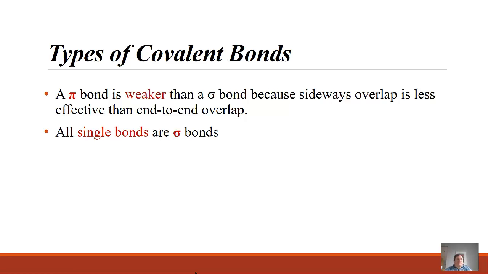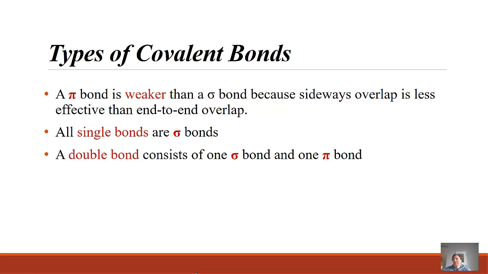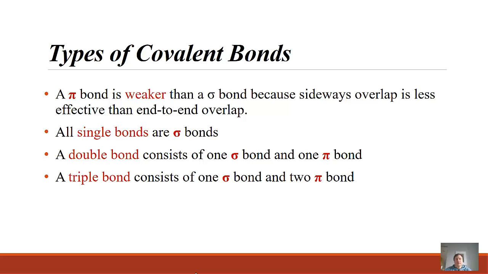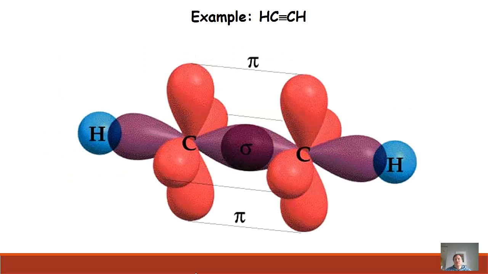And as I said earlier, all single bonds are considered to be sigma bonds. Double bonds and triple bonds are where the pi comes in. So a double bond is going to have one single bond or sigma bond along that axis, and then it's going to have one pi bond up top. A triple bond then has one sigma bond and two pi bonds on it. So pretty easy that way.